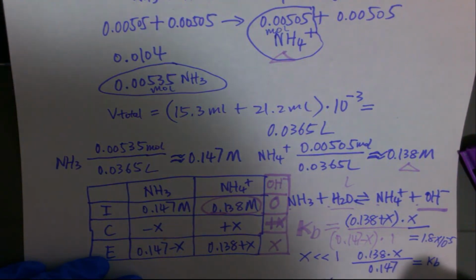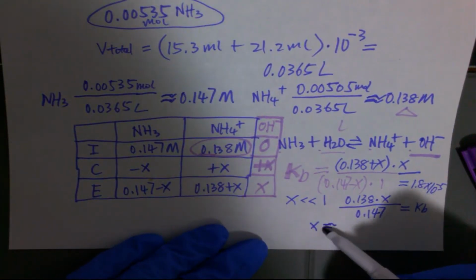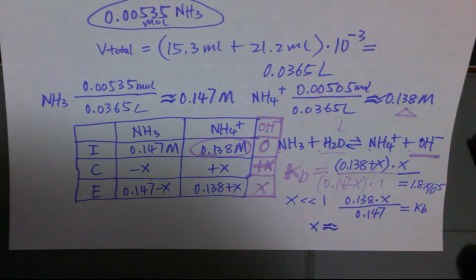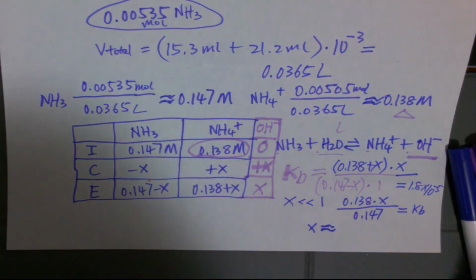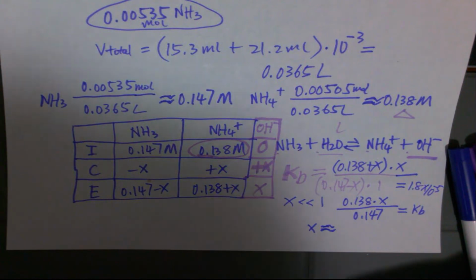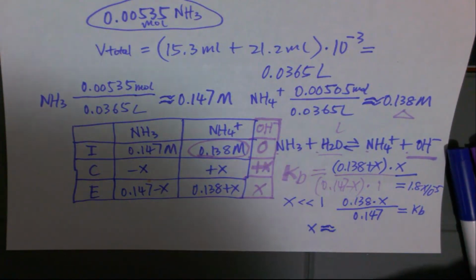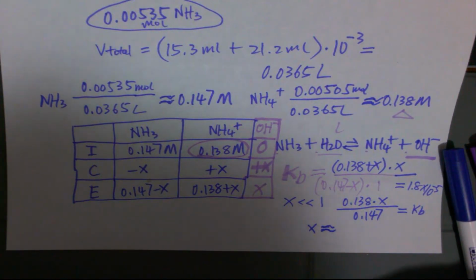Then we get x equal to approximately, let me show it here. Once we know x, we know the pOH, and once we know pOH, we know the pH. That's it to solve the problem. So we need to use 0.147 multiplied by 1.8 multiplied by 10 to the negative 5.